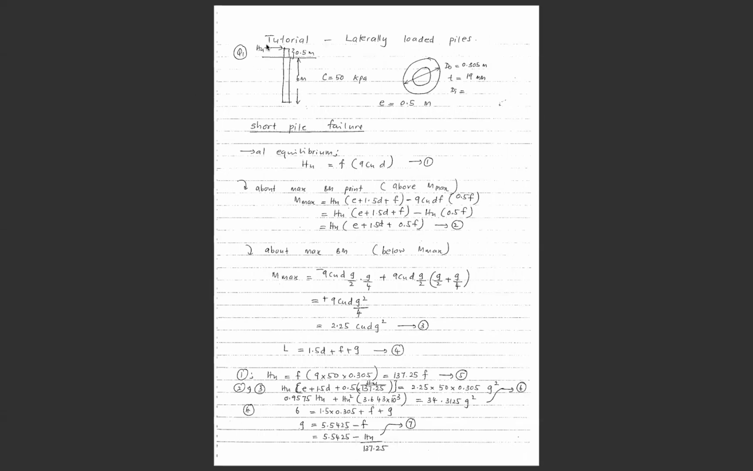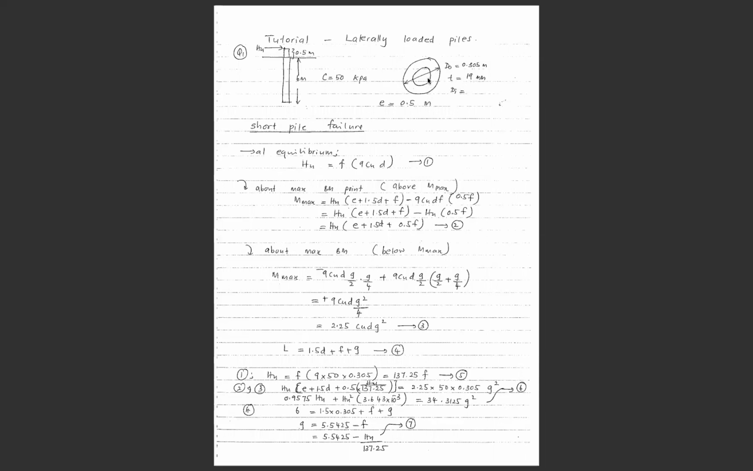so in this case, as we can see here, we have H ultimate. We have here the value of eccentricity, which is 0.5 meter. And we have the length of the pile as 6 meter. We have the undrained shear strength of the soil as 50 kilopascal. And this is the dimension of the pile cross sections, where the external diameter is 0.305. And we have the shell thickness here as 19 millimeters.